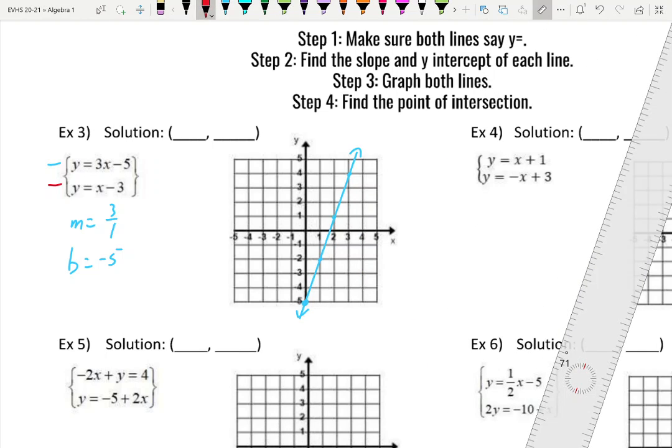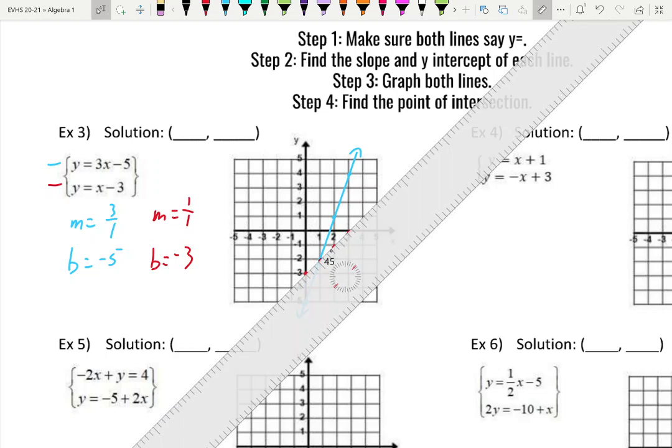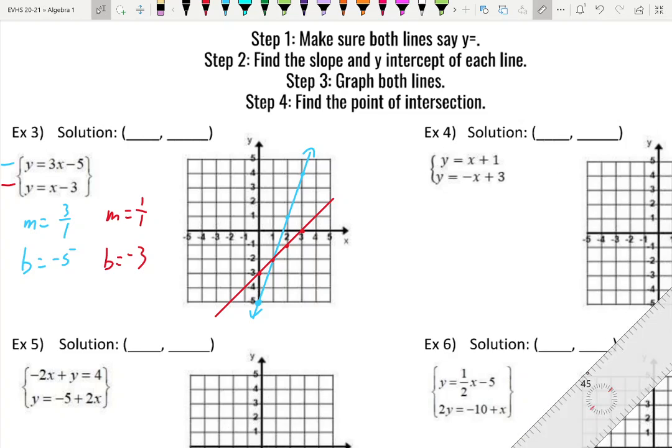And then in red, there's no number listed there, so my slope is 1, and my y-intercept is -3. So I jump over to -3, rise 1, run 1, rise 1, run 1, rise 1, run 1. Draw that line. And I can see now that my point of intersection is this point right here, which happens at (1, -2).